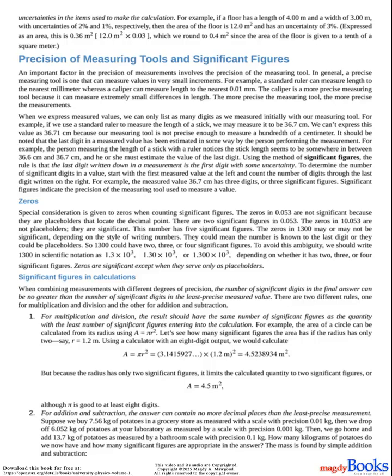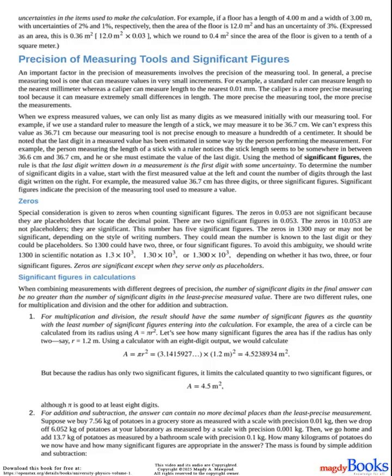It should be noted that the last digit in a measured value has been estimated in some way by the person performing the measurement. For example, the person measuring the length of a stick with a ruler notices the stick length seems to be somewhere in between 36.6 centimeter and 36.7 centimeter, and he or she must estimate the value of the last digit. Using the method of significant figures, the rule is that the last digit written down in a measurement is the first digit with some uncertainty.